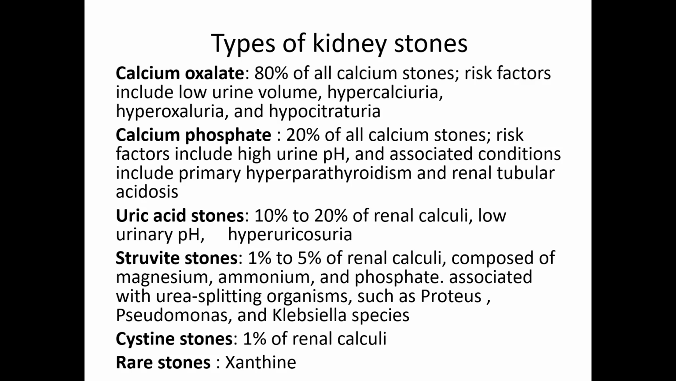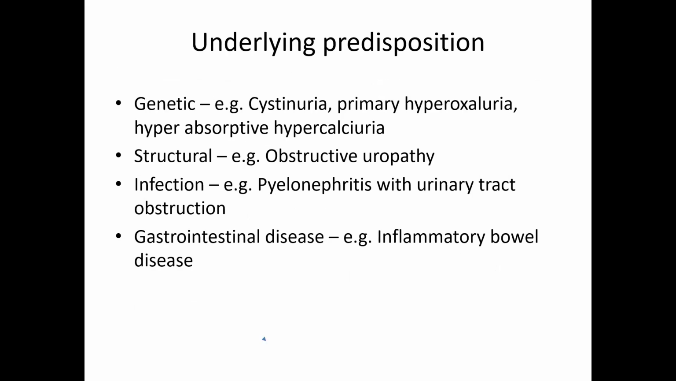And also struvite stones, also called infectious stones. They are composed of magnesium ammonium phosphate, and are associated with urea-splitting organisms such as Proteus, Pseudomonas, and Klebsiella. Sometimes these patients present with staghorn calculi as well. Cystine and xanthine are the rare stones, and these only account for 1%.